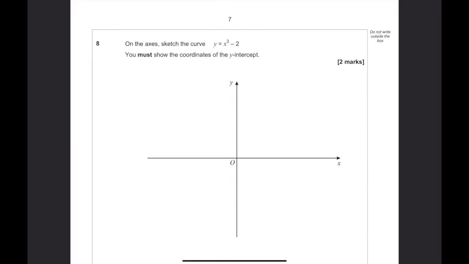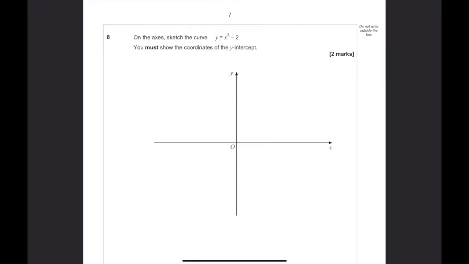On the axes, sketch the curve y equals x cubed minus 2. Now the normal curve of y equals x cubed will look roughly like this, where it goes through the origin. If it's minus 2, that means it's just been shifted down 2 places, so ultimately looking like that. And because it says we must show the coordinates of the y-intercept, that is going to be (0, -2).